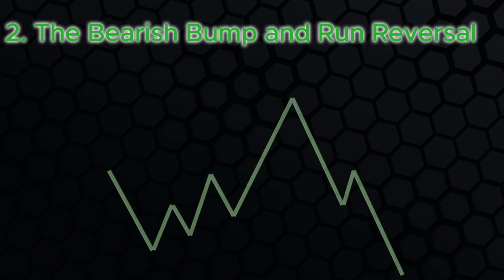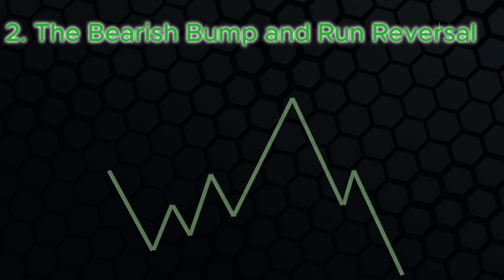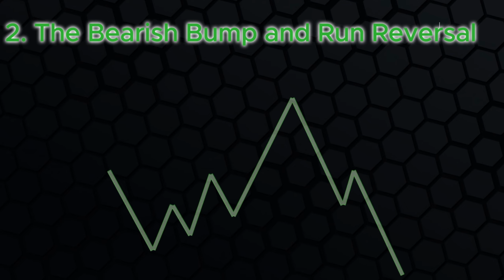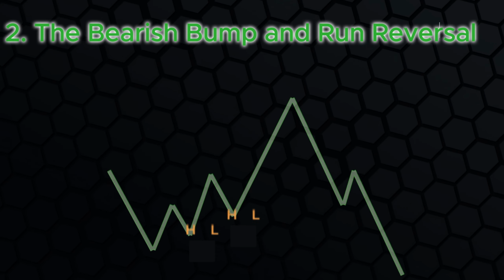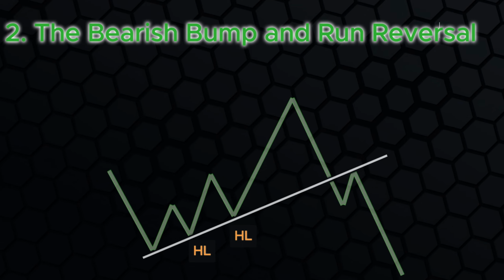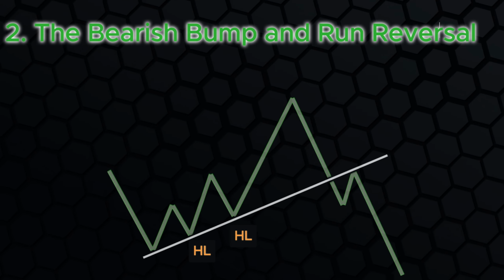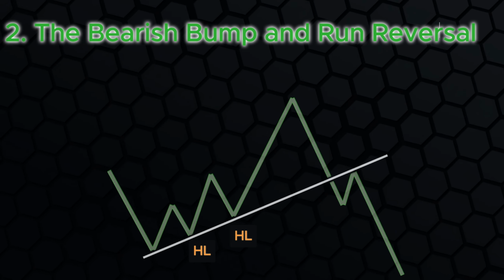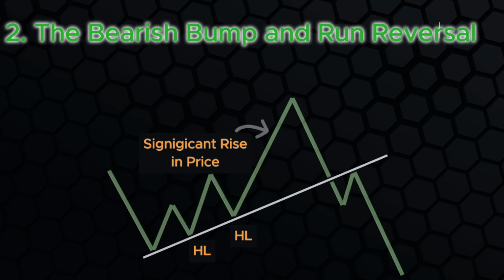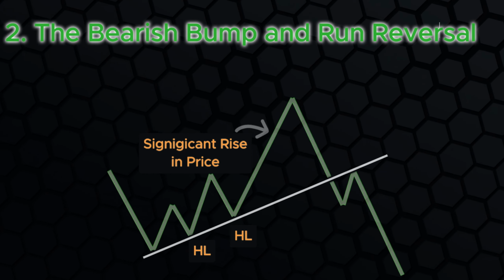The bearish bump and run reversal pattern works in the exact same way, but everything is flipped upside down. It starts with 1 or 2 consecutive higher lows, which allows the trader to draw an upsloping trend line by connecting these lows, and after that, the trader will be able to spot a significant rise in price in a movement that exhausts the energy of the buyers.